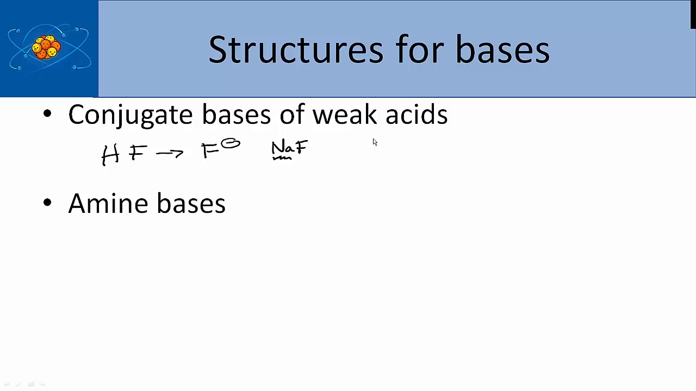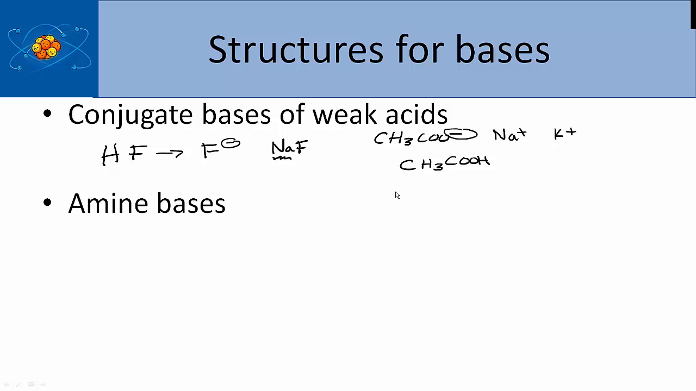For acetic acid, we would write that in its carboxylic acid form as CH3COO minus, but this comes from acetic acid, CH3COOH. Again, this negative charge has to be offset by some type of cation, so it could, for example, be a sodium ion, potassium ion, something like that.